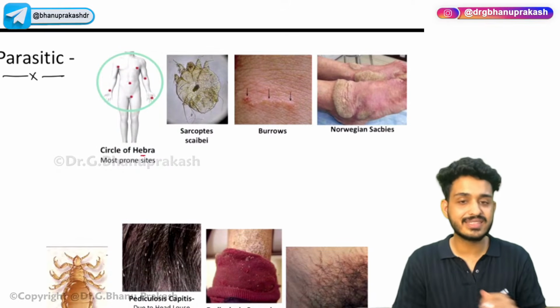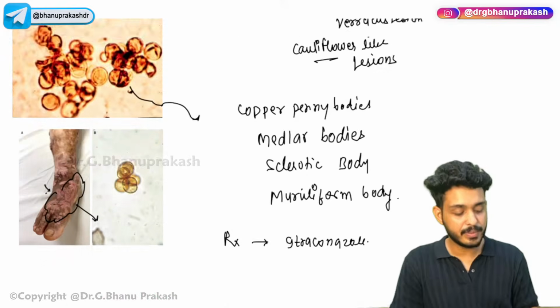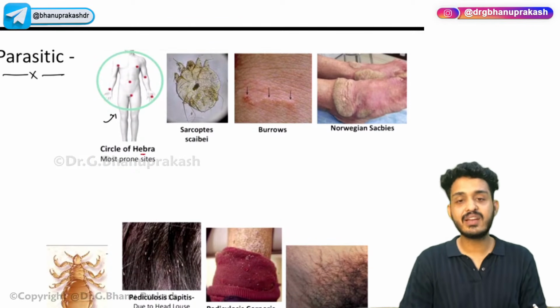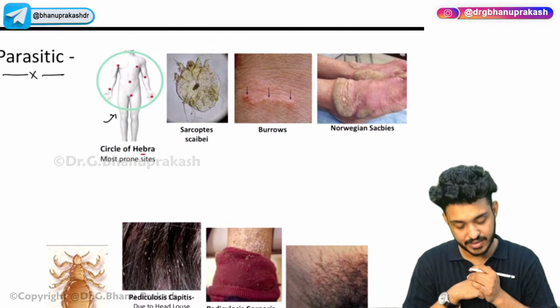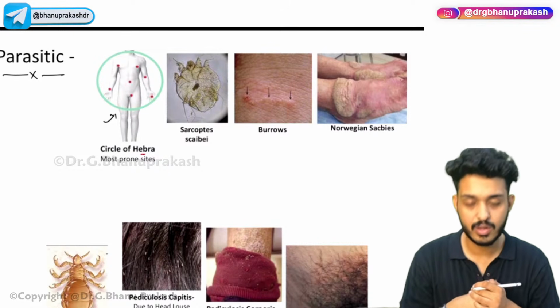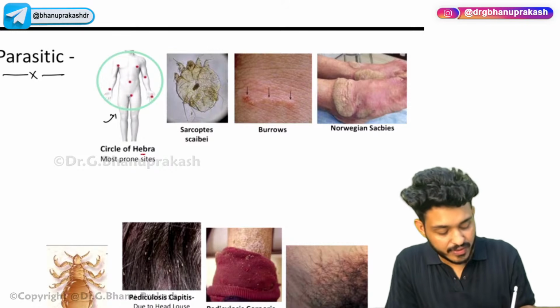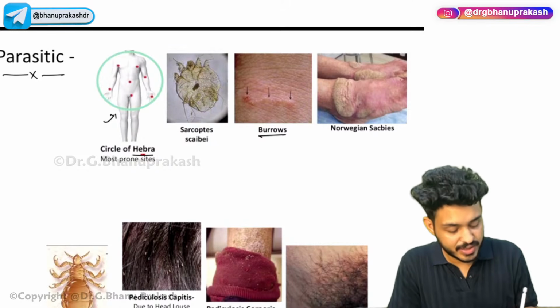Let's talk about parasitic infection. The first one that we have to remember here, also drug of choice, will be itraconazole. Okay, for parasitic infection, try to identify the disease that is given here. What is the disease that is given here? कौन सी disease है ये? Try to understand, try to look here. Circle of Hebra, these are the features. Burrows are the features of which disease, guys?